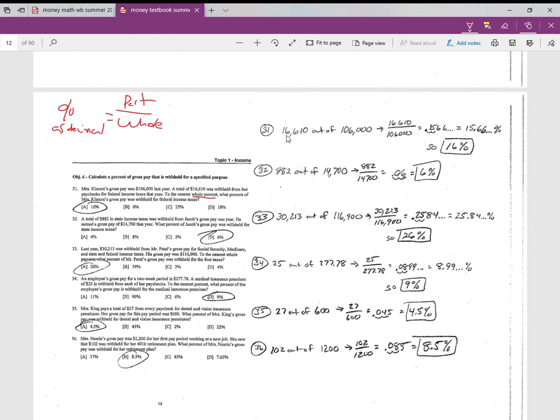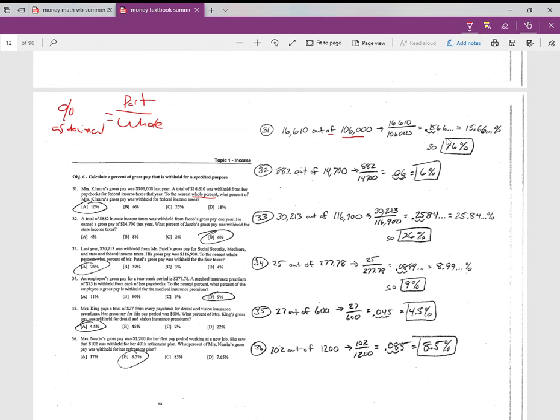So I first just rewrite it out like this. They're withholding $16,610 out of the $106,000. So there's the word of. That means this is the whole. That's going to go on the bottom. Part goes on top, the part that's being withheld. We use our calculator. We hit divide. You're going to get 0.15666, a bunch of numbers after that.